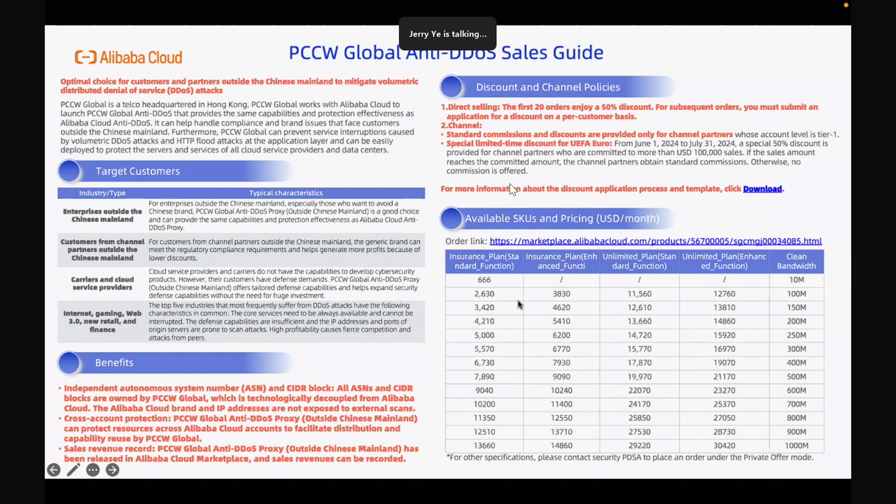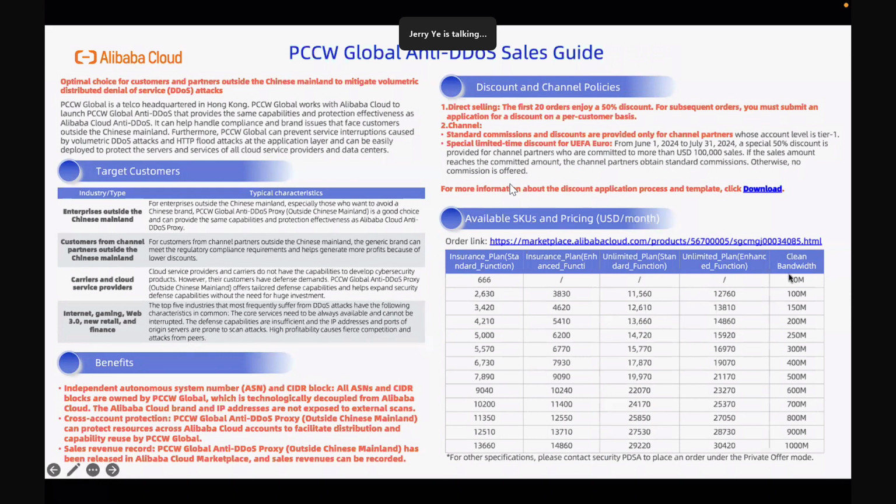If you have sold the Alibaba Cloud Anti-DDoS Proxy before, you will know the price. This one is the list price. The list price will be the same as Alibaba Cloud Anti-DDoS, but we have a smaller spec of the instance. We start from 666 USD, and this one is the list price as well.